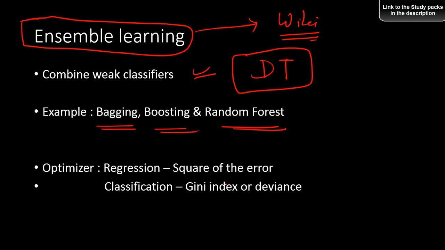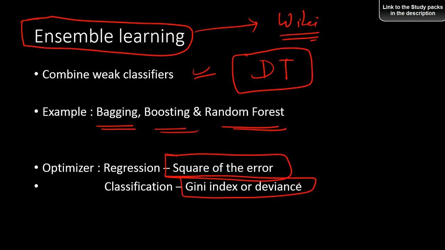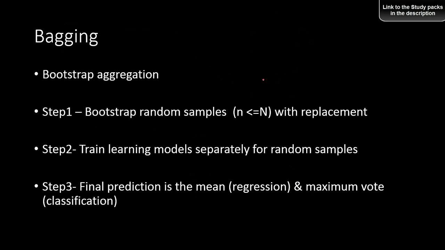Okay, so how do we know if that's a better one? We just compare. In regression problems, we just compare the square of the error. In classification problems, we take deviance, Gini index, accuracy, and so on, just to compare models and see if combining different models is improving things or not.